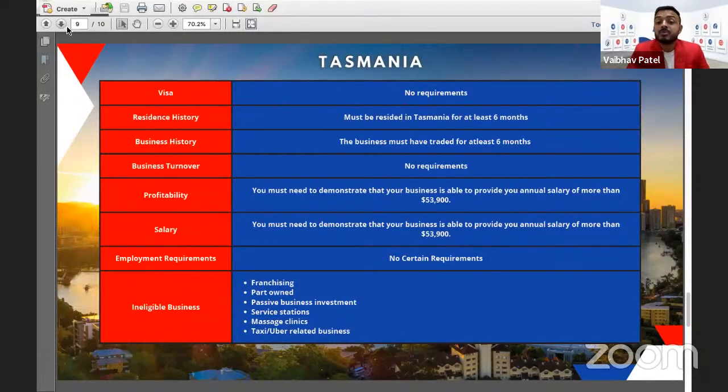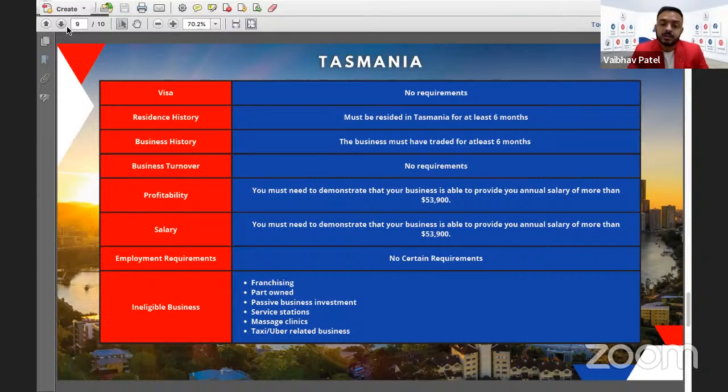Now, there is no requirement for a business turnover. However, you have to draw a salary of $53,900, similar to what they have in South Australia as well. So you have to be able to draw a $53,900 salary over the 1 year time. So if you're applying after 6 months, let's say, you should have at least $27,000 salary for those 6 months drawn already. And you have to operate this business for 6 months before you apply for a state nomination with Tasmania.